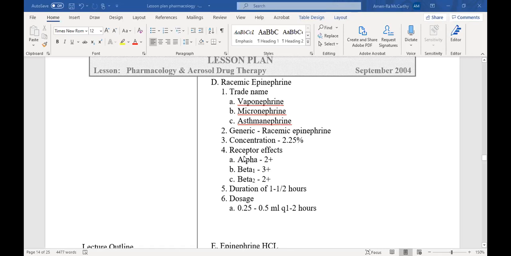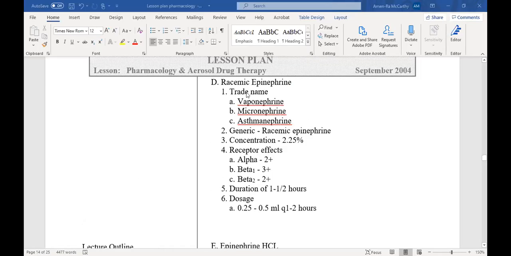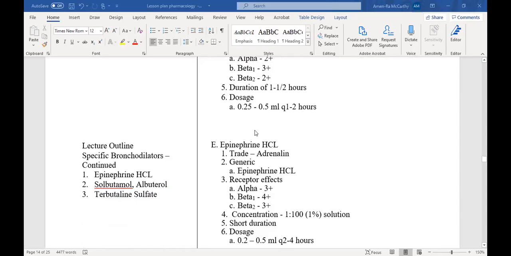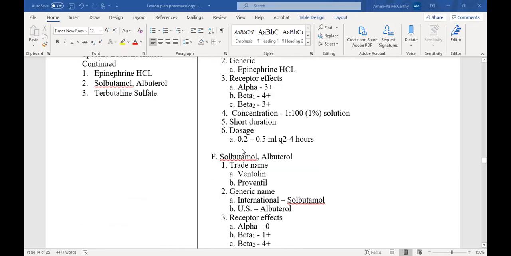Racemic epinephrine doesn't have as strong a beta alpha effect as epinephrine has, okay? And racemic epinephrine is the one we use for breathing treatments, okay? The Vaponefrin, Micronefrin, and Asthmanefrin, right? Those are the ones we use for breathing treatments. Epinephrine is more like an IV, okay? These will be more of an IV med that we give to help keep the blood pressure up and the heart rate and everything up, okay?